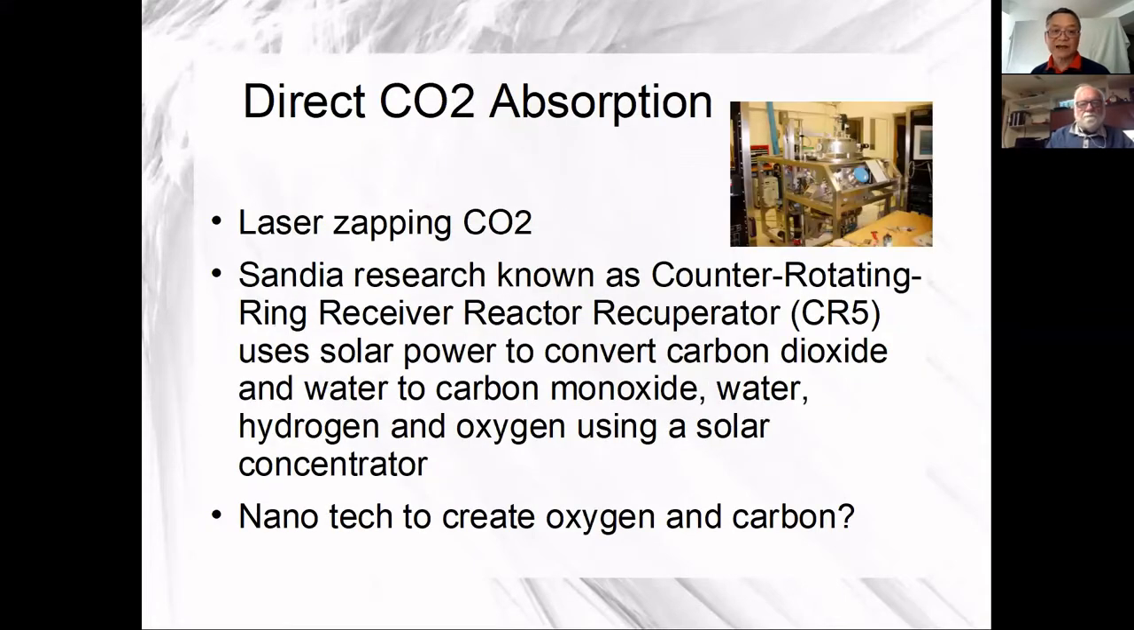So some other things that are happening in CO2 research, carbon dioxide absorption. They do have laser zappers that will actually zap the CO2 and break it into carbon and oxygen molecules. The only thing is, of course, it uses a lot of energy to get rid of the carbon dioxide. They have something more exotic, the CR5 project going on that actually takes solar power using a concentrator and breaks down the carbon dioxide.